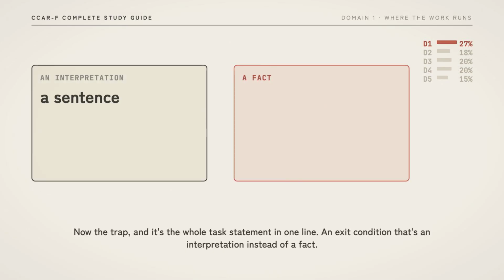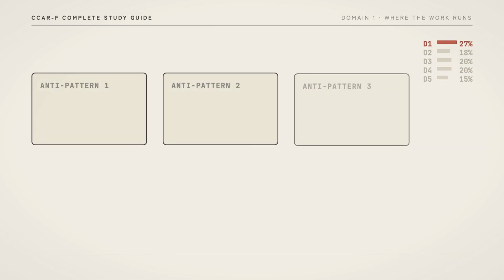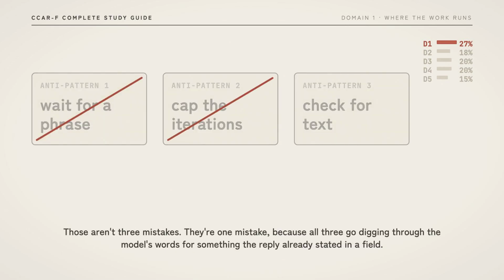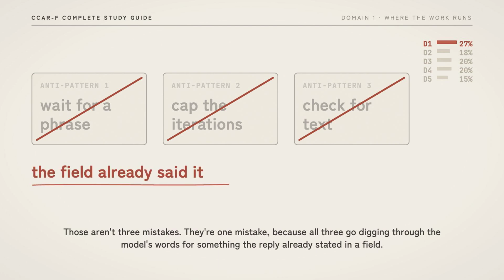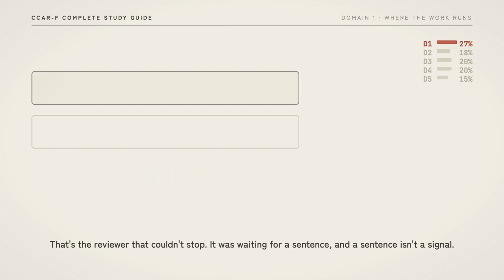Now the trap, and it's the whole task statement in one line, an exit condition that's an interpretation instead of a fact. The guide names 3 termination anti-patterns by hand, waiting for a phrase, capping the iterations, and checking for assistant text. Those aren't 3 mistakes. They're 1 mistake, because all 3 go digging through the model's words for something the reply already stated in a field. That's the reviewer that couldn't stop. It was waiting for a sentence, and the sentence isn't a signal.